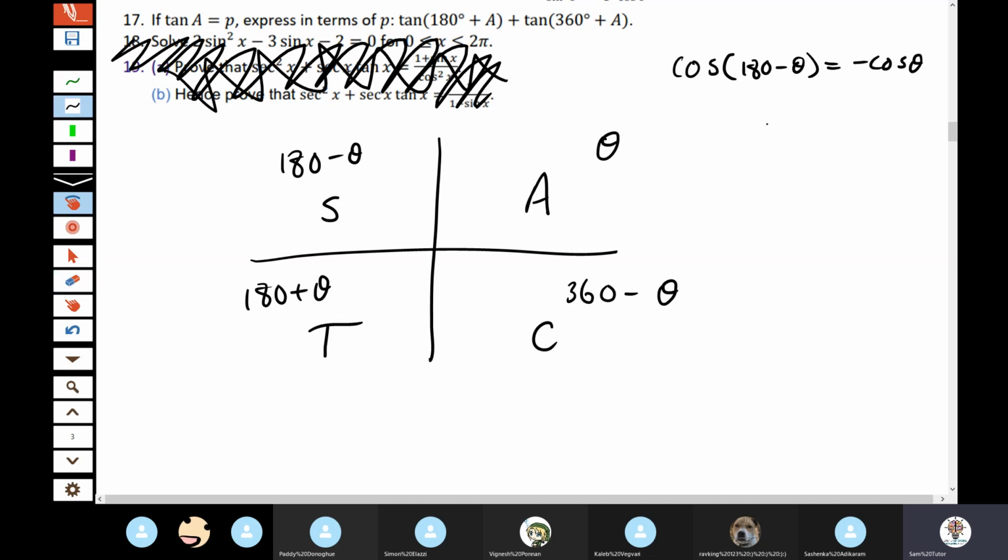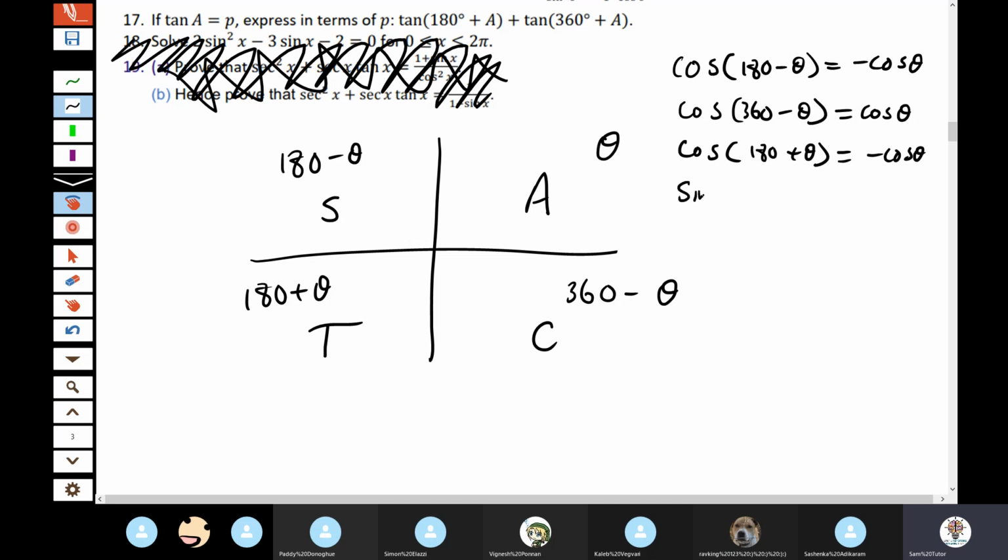So one more time, if I said let's cos 360 minus theta, guess what the answer is? Just cos theta, because it's already cosing an angle that is in its quadrant. And the last one, what if I said let's cos 180 plus theta? What's the answer? Negative cos theta.